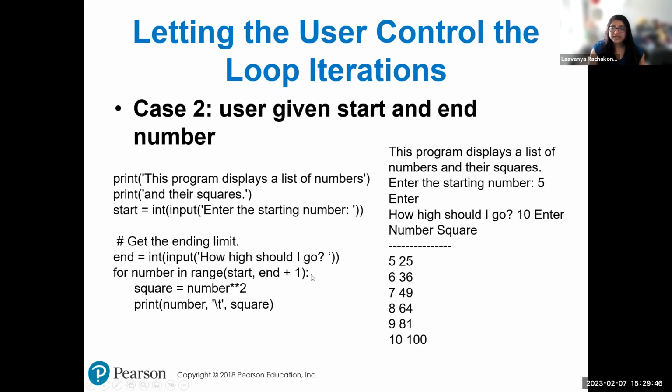And the second case is where the user is giving both the starting limit and the ending limit. So you're getting the starting limit, start, and the ending limit, end, plus 1. You are getting the starting limit and substituting it here. Next, ending limit plus 1. That will give you, say, the execution.